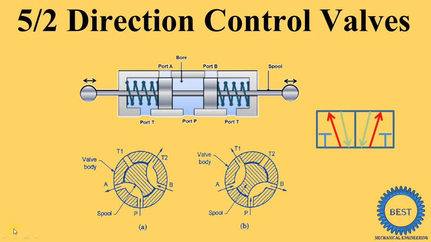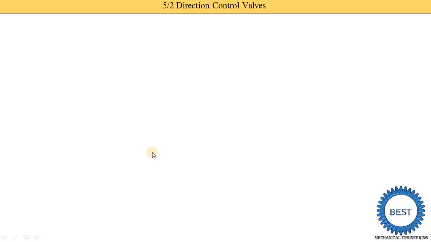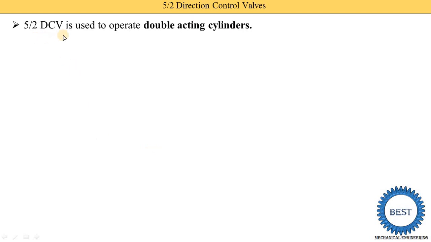In this video, I explain the symbol of 5x2 directional control valves and two types of 5x2 DCV. The first type is the sliding type and the second one is the rotary spool type. So first we understand the introduction and symbol of 5x2 DCV. A 5x2 DCV is used to operate a double acting cylinder.